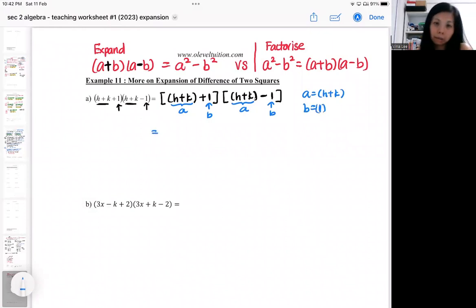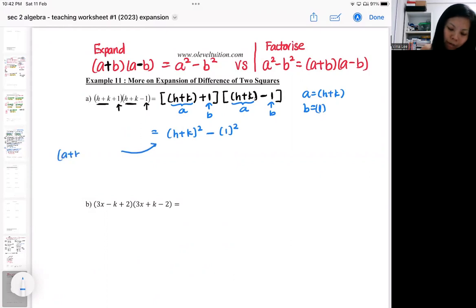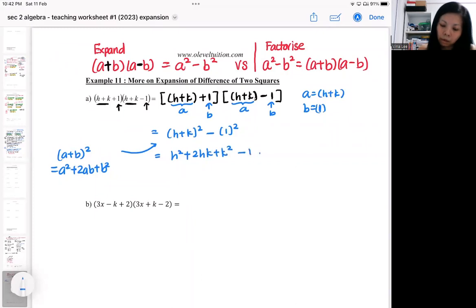So you apply the formula. Your A is a little bit bigger, but that's fine. You got H plus K squared, and you minus 1 squared. H plus K squared, that should have reminded you of the basic formula, the first formula. So you apply your first formula. So that will be my final answer.